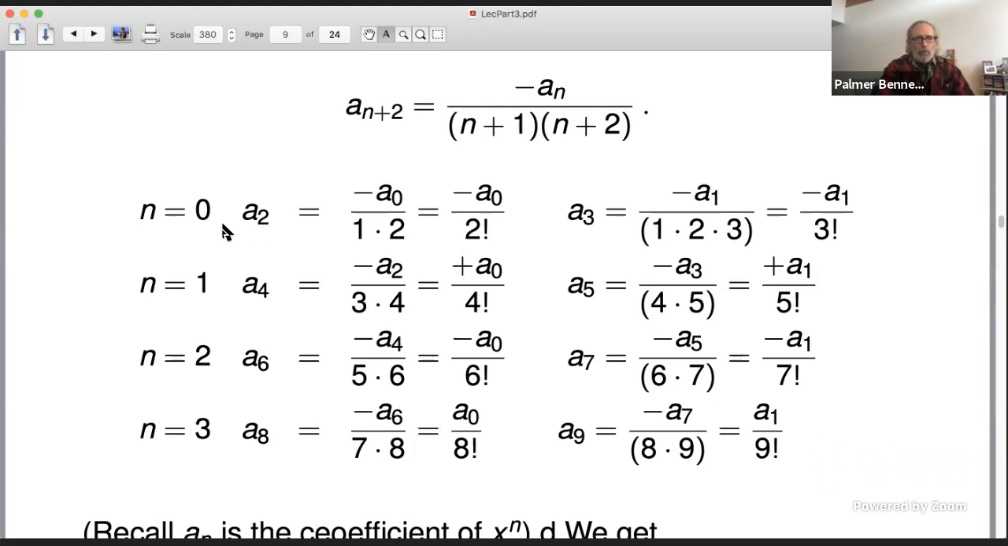So a2, when n is equal to 0, we get a2 is equal to negative a0 over 1 times 2. Okay. And that's going to equal minus a0 over 2 factorial. a3, okay, if we put n equals 1 here, a3 will be minus a1 over 1 times 2 times 3. I put the 1 here just so it looks nicer. And that's negative a1 over 3 factorial.